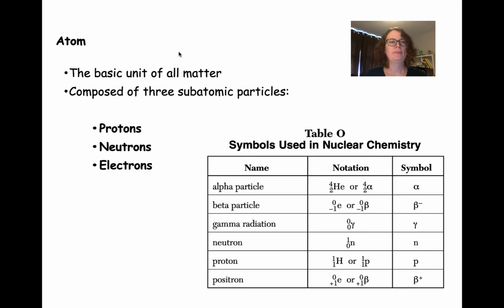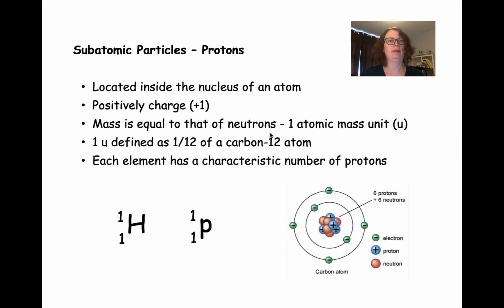An atom is the basic unit of all matter. Every single type of matter is made up of atoms, and each atom is made up of subatomic particles, and there's 3 in particular. We've got protons, neutrons, and electrons. And we'll talk about each of these individually, but we can find information about them on Table O in our reference tables. Let's start with protons.